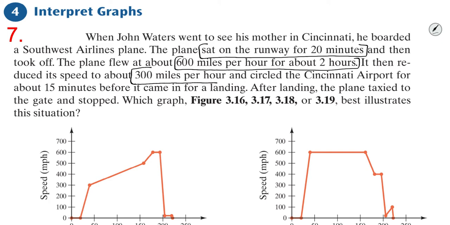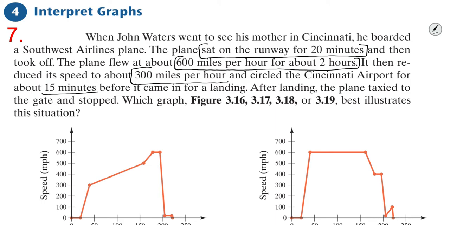Okay, and circled the airport for about 15 minutes. So 300 miles per hour, circled the airport for 15 minutes before it came in for a landing. Okay, so 15 minutes and then it's going to go to land. After landing, the plane taxied to the gate and stopped. Which graph represents all these words?